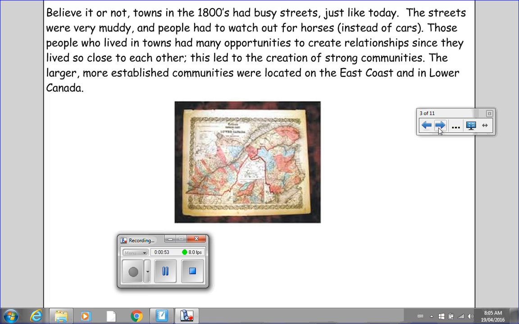Believe it or not, towns in the 1800s had busy streets, just like today. The streets were very muddy, and people had to watch out for horses instead of cars. Those people who lived in towns had many opportunities to create relationships since they lived so close to each other. This led to the creation of strong communities. The larger, more established communities were located on the East Coast and in Lower Canada.